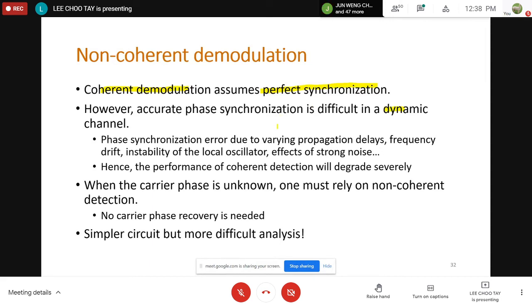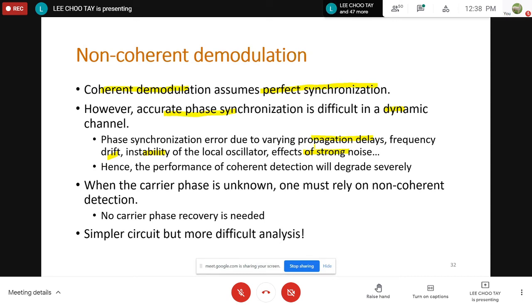To get accurate phase synchronization, you need to know the carrier phase well. In a dynamic channel, phase synchronization is very difficult because of the propagation delay, and there could be some frequency shift caused by channel instability. Your local oscillator may not be as stable, and strong noise may alter the phase of the signal.